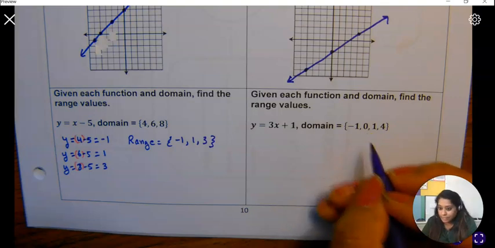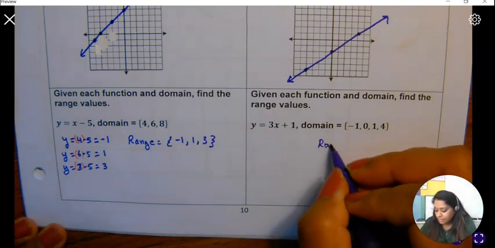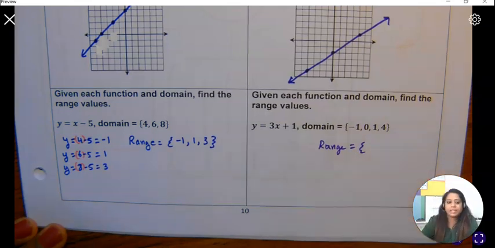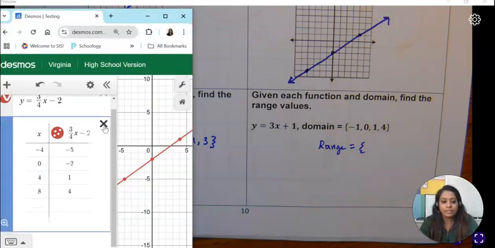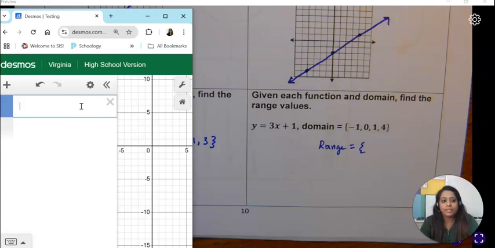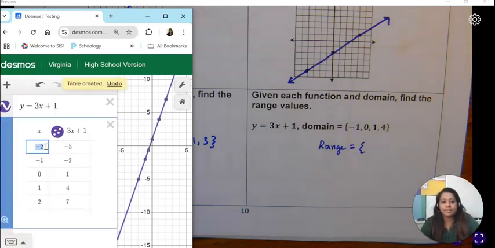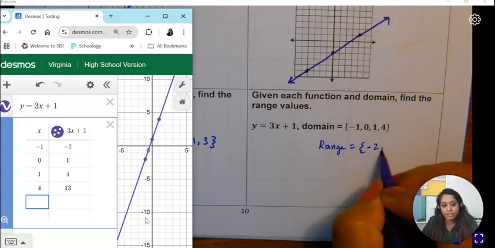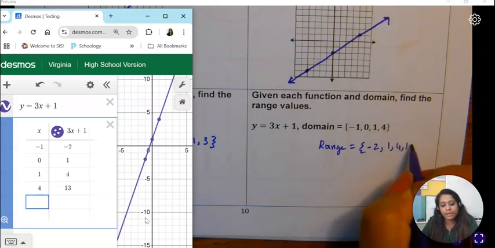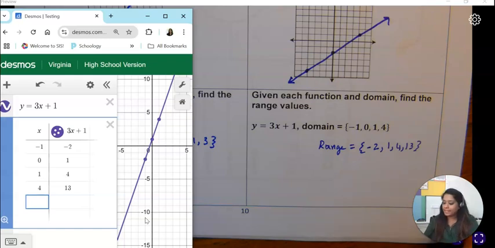So I can do the same thing here in Desmos. All I'm going to do is take Desmos, and then I'm going to erase everything, plug in my equation. So y equals 3x plus 1. And then we're going to turn that into a table of values, change the table to -1, 0, 1, and 4. Take that off. And there's my range. So my range is -2, 1, 4, and 13. And that's that.